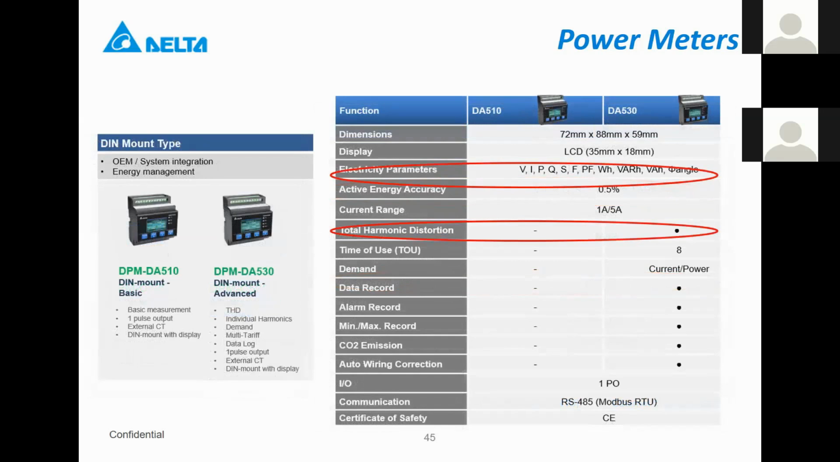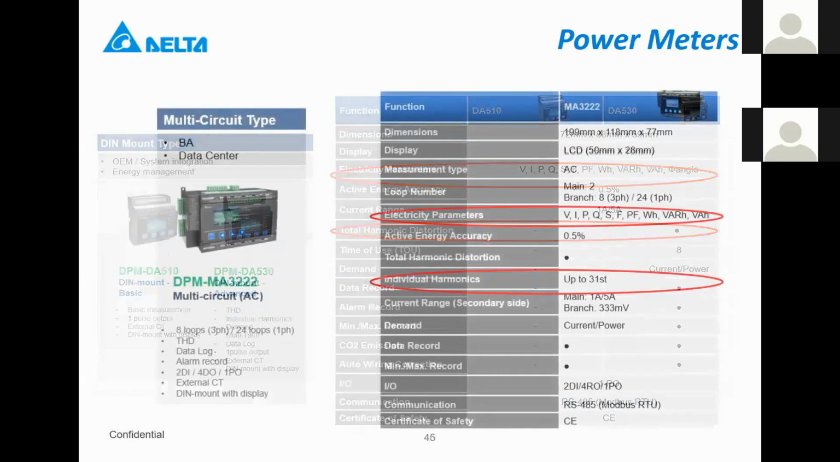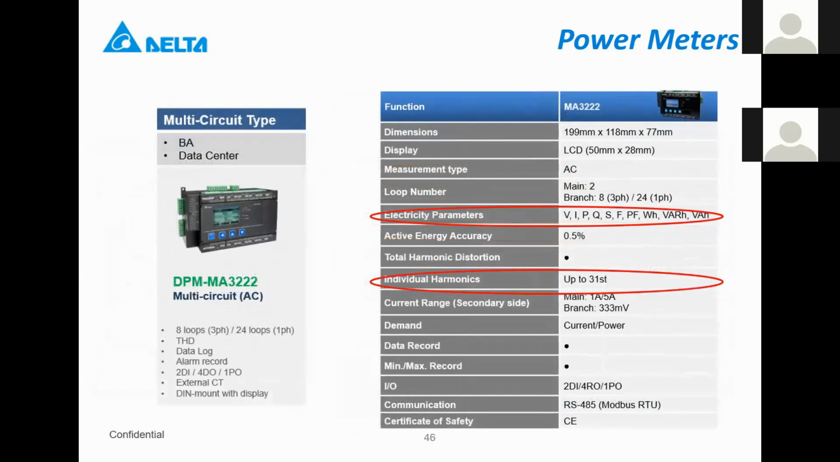The DIN rail mounted type, there is a difference between the DA510 and the DA530. And the difference is basically you can measure the individual harmonics only with the 530 in that case. And we have a multi-circuit type version. It can also measure directly the individual harmonics.